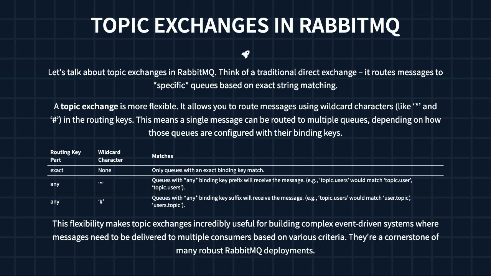The * matches one word in the binding key, while the hash matches zero or more words. This means one message can go to several different consumers depending on how the queues are set up with those routing keys, which is fantastic for building really dynamic and scalable applications.